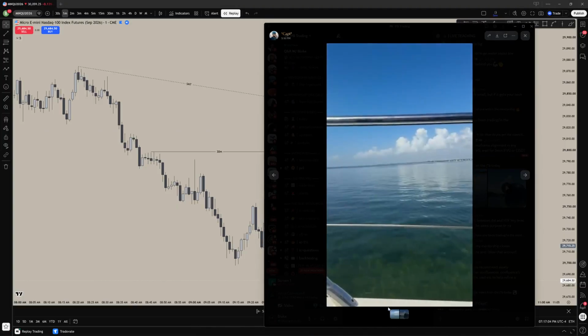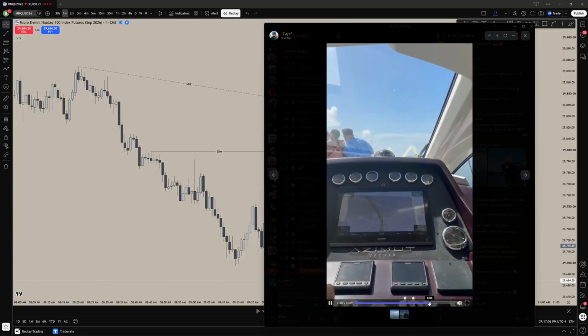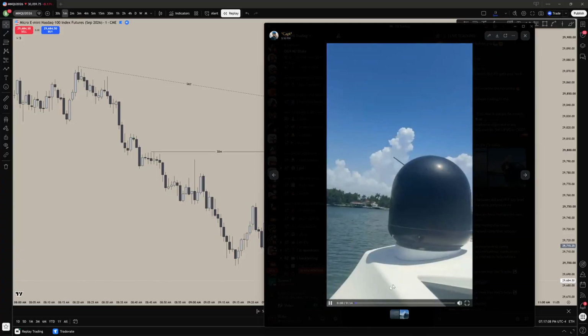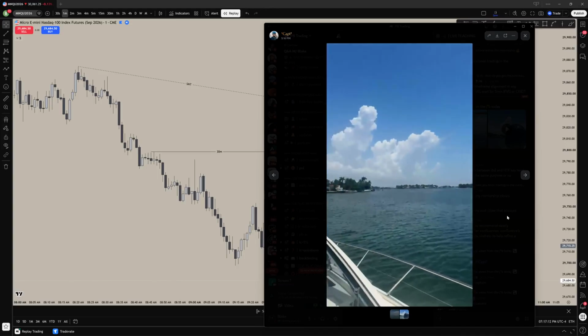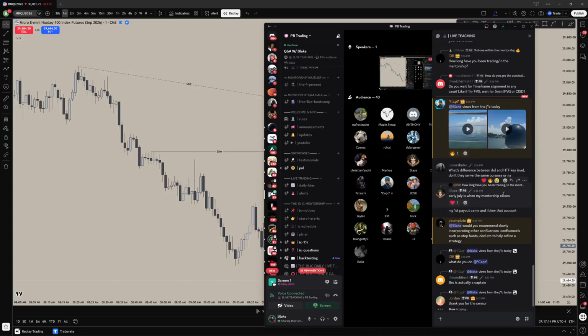Views from the job. Damn, blue ass water. Yeah, Miami looks so nice right now.